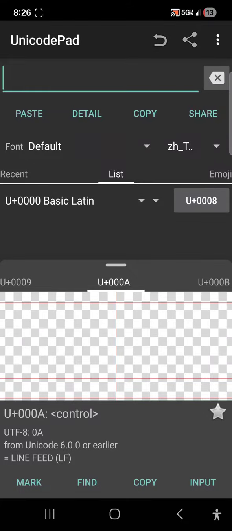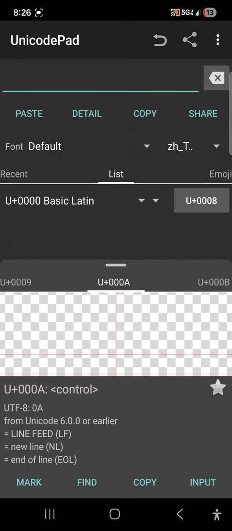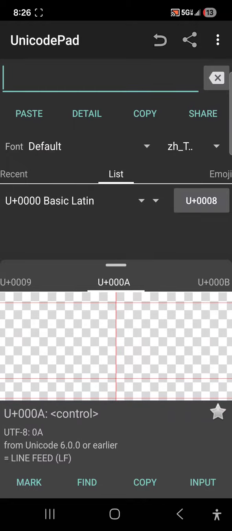This is line feed. This is LF, which is its short name. It's also called new line, NL, and end of line, shortened as EOL. It is used in finance calculators, and it basically means like a money feed.